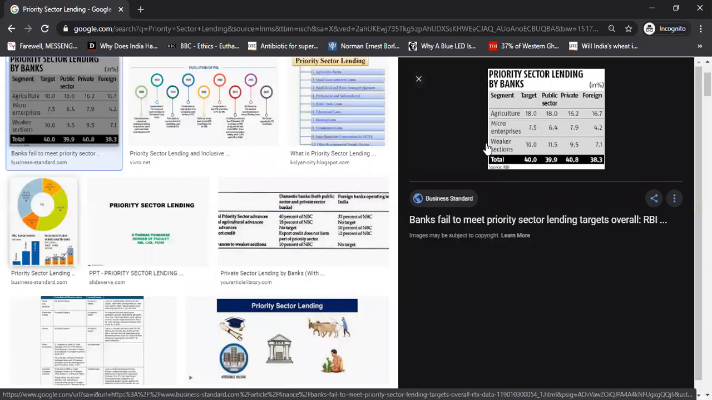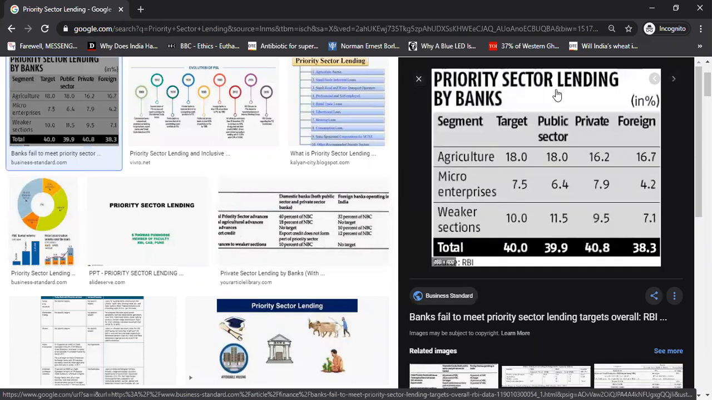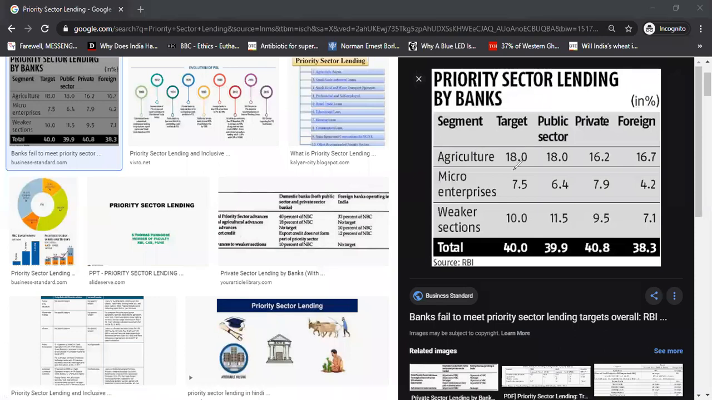So here there is one article in Business Standard. They're saying that these are the priority sectors. We had just seen the targets. The target is this: 18% in agriculture, 7.5% in micro enterprises, not whole MSME, 10% for weaker section. Here they are saying that public sector banks, private sector banks, and foreign banks, all three failed to achieve their target. See, 39.9% for public sector. Although they achieved in weaker section and agriculture, in micro enterprises they failed. Similarly, private banks failed in, I think, two of them, and similarly, foreign banks also failed. So that is the basic thing.